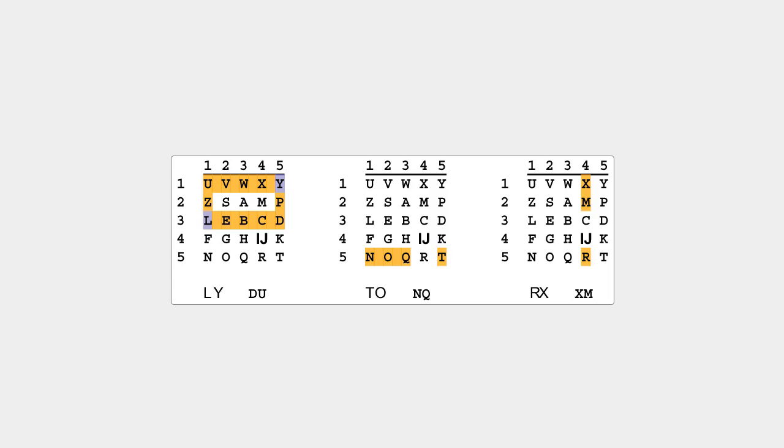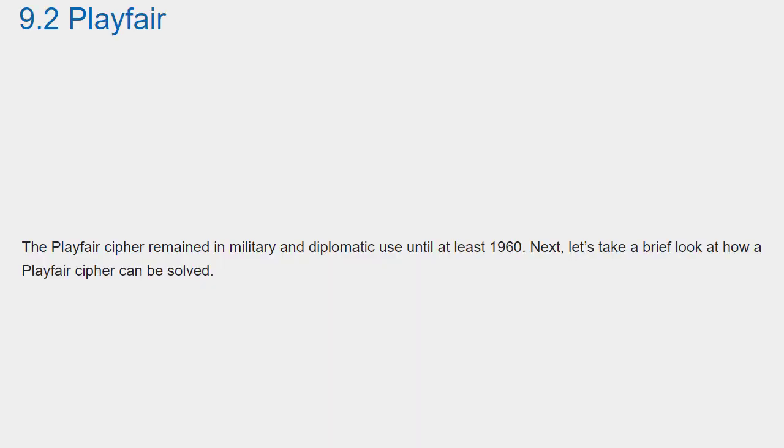Here are some diagrams to help you visualize how the bigrams LY, TO and RX are enciphered. The Playfair cipher remained in military and diplomatic use until at least 1960. Next, let's take a brief look at how a Playfair cipher can be solved.